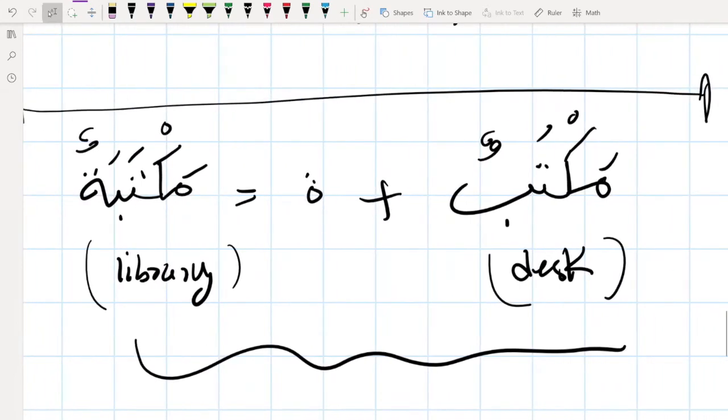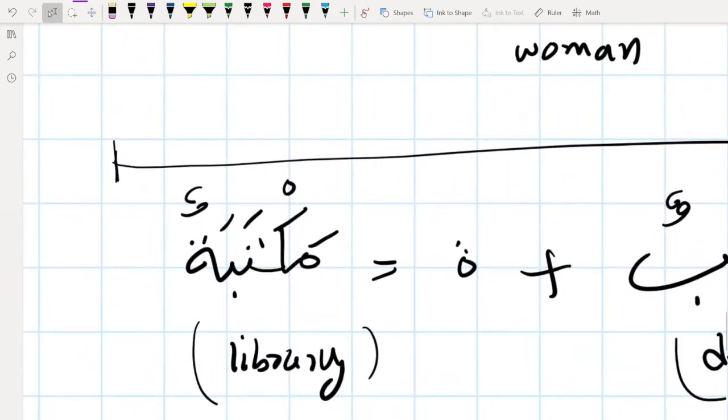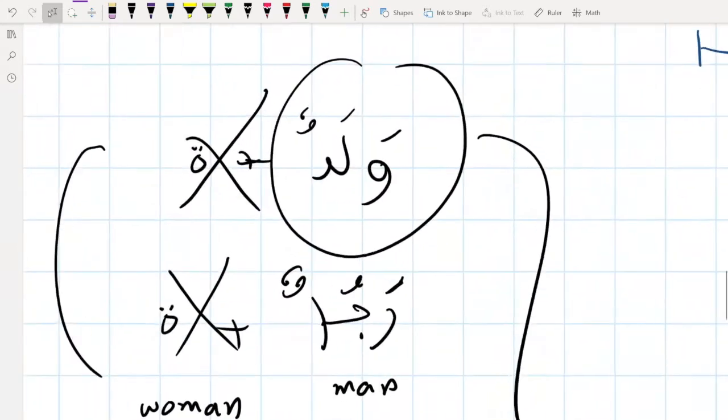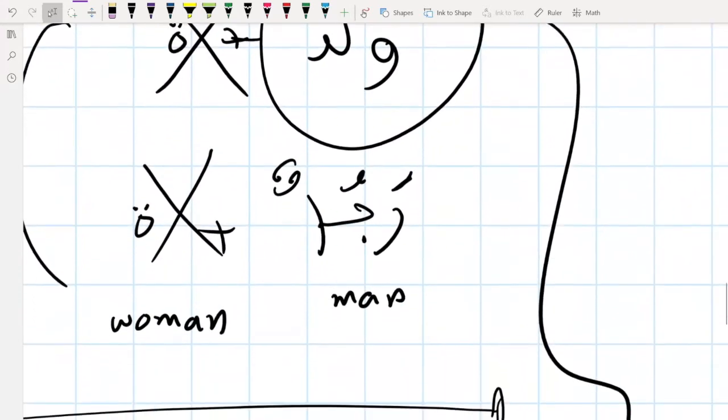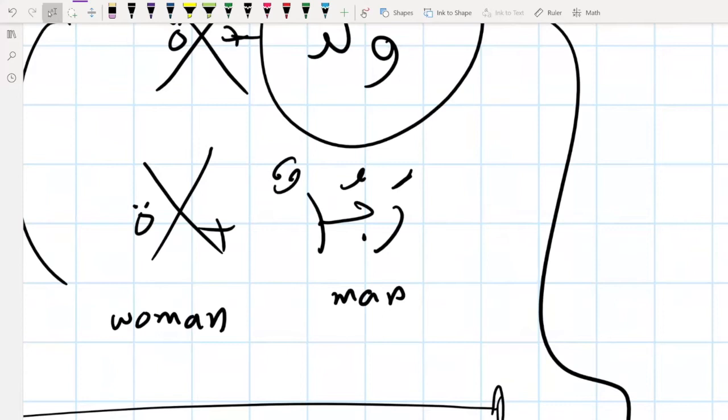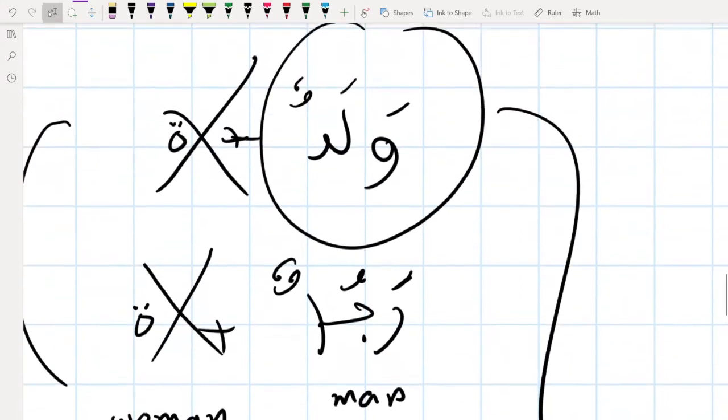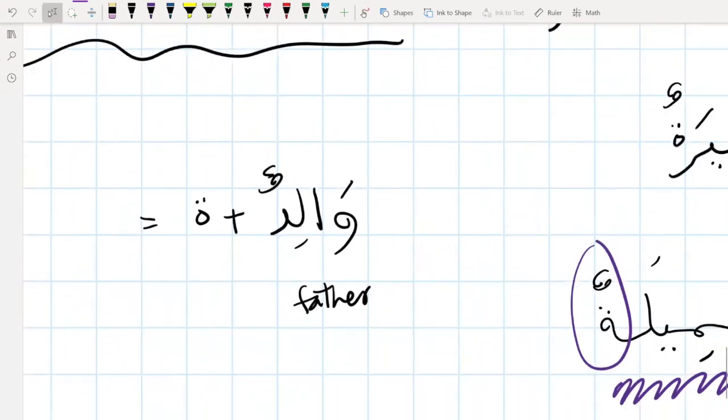So that's why it's better that it comes as a new word. But here it kind of makes sense. You have a man and you want to say woman. So you're experimenting, does it work? So here you're kind of doing the same experiment.